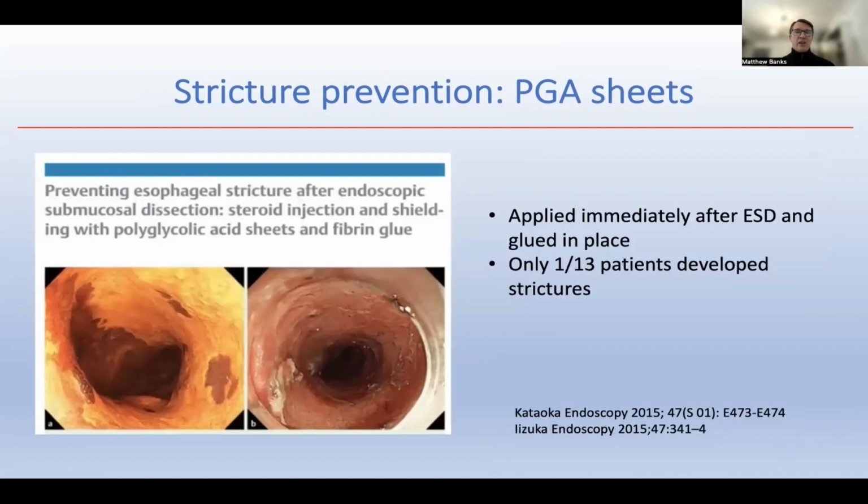These are the PGA sheets, the polyglycolic acid sheets that I mentioned before, which are glued into the wall of the resection base at the time of the ESD or once it's complete. And the results are really very promising. Only 1 out of 13 patients develop strictures. However, they have to be glued in with fibrin glue. They're quite tricky, they're quite expensive, and they're not available, but certainly there's a significant promise.